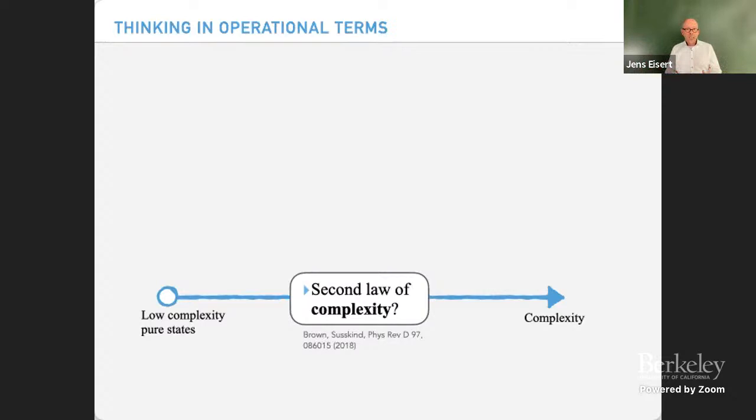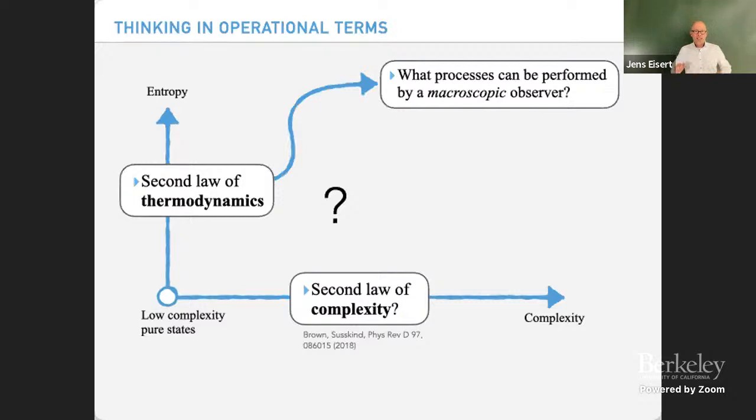Now, this reminds us very much of another axis, that of mixedness, of entropy, if you want, and the famous, familiar second law that comes along with it, the second law of thermodynamics, which is basically saying that states want to go to higher entropy. If you have a child, you know very well what that means. It is basically guided by the question of what processes can be performed by a macroscopic observer, not so much asking about complexity, but how a macroscopic observer would see things happening. And then we see things seemingly going to settings of higher entropy.